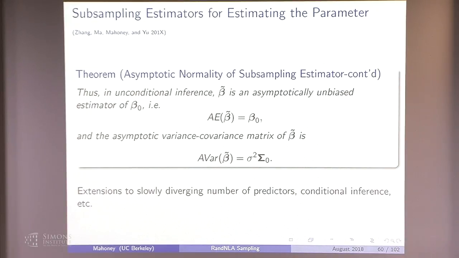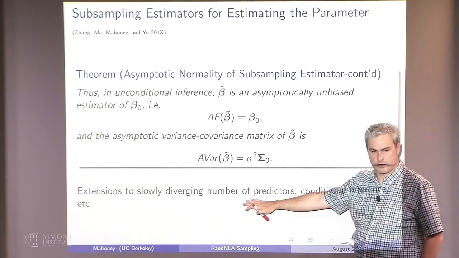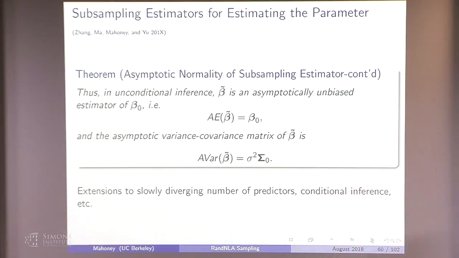So in particular, in unconditional inference, and if the predictors are diverging and you're conditional, there's a more complicated version of this, beta tilde is an asymptotically unbiased estimator of beta naught. And the asymptotic variance-covariance matrix is given in this form. I've glossed over some of the details of what the particular equations mean. We can go into more detail later if you're interested.